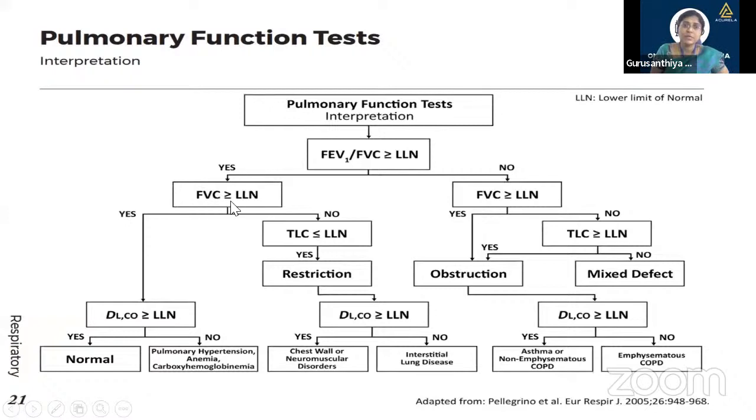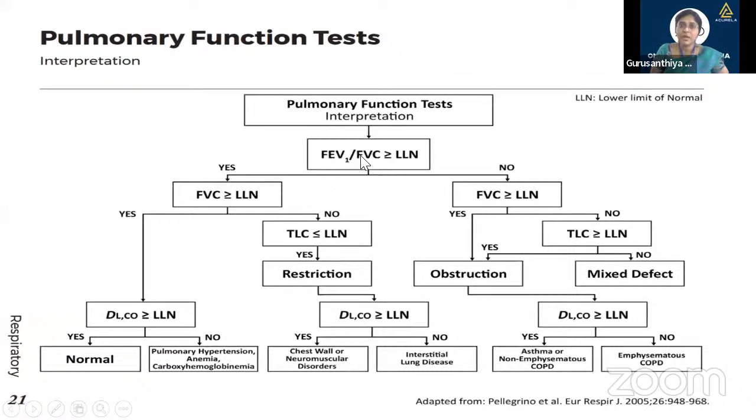If FEV1 by FVC is normal, but FVC is reduced, then you see the total lung capacity. If the total lung capacity is reduced and FVC is reduced, then it means the patient probably has a restriction. Restriction can be from a chest wall disorder or from an interstitial disorder. So then you see the DLCO. In chest wall disorder, there is no parenchymal etiology, so the DLCO will be normal. In an interstitial lung disease, the membrane is affected, hence the DLCO will be less than predicted. This part of the graph is done.